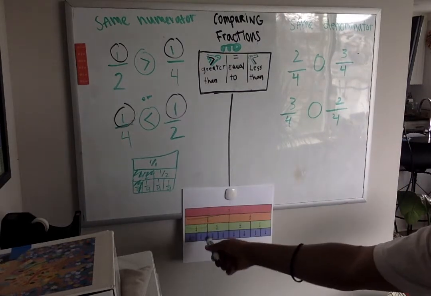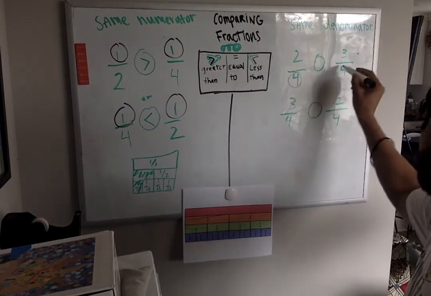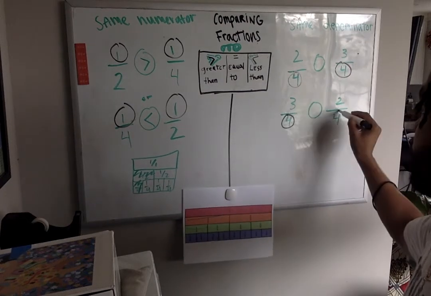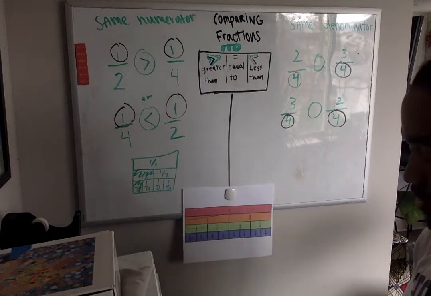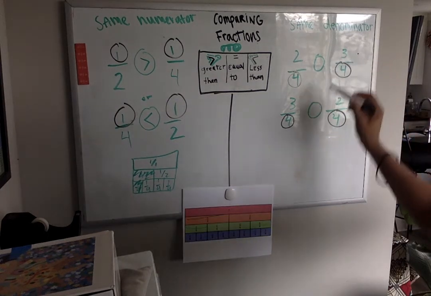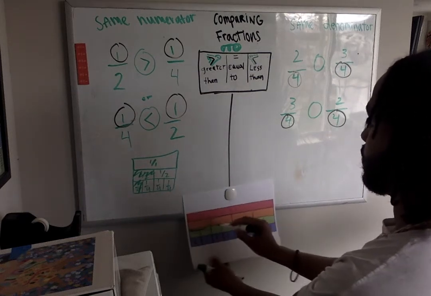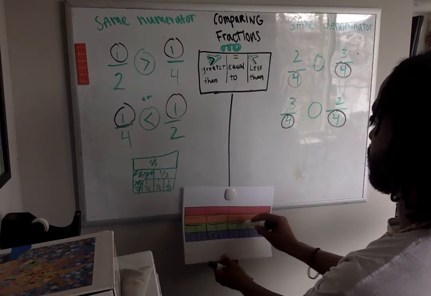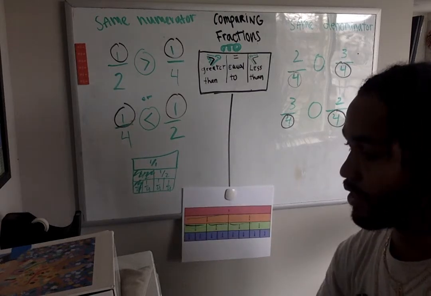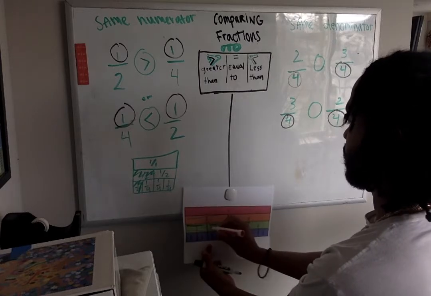I can look down here. The denominators are the same this time. It takes 4 equal parts to make each whole. So I'm going to look down here. 3/4 is 1, 2, 3. But we can see that 2/4 is only 1, 2.